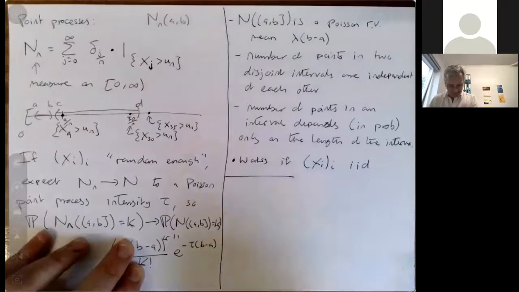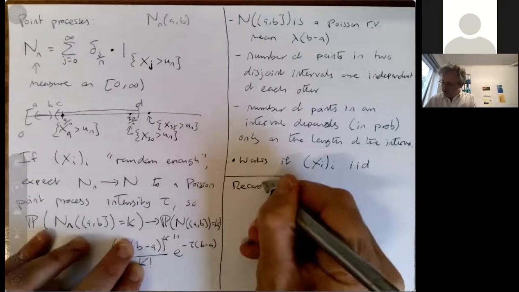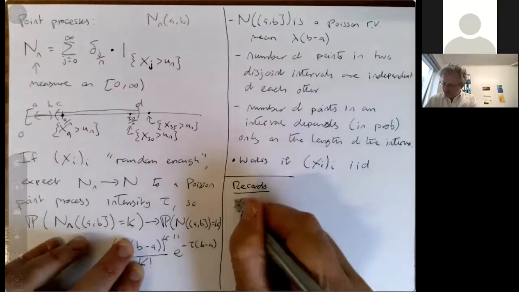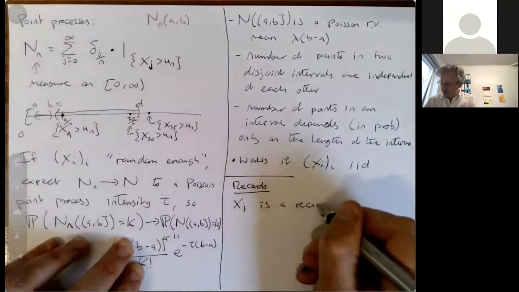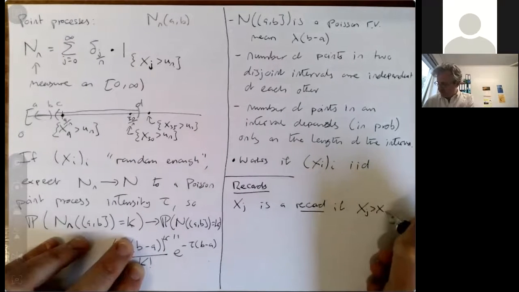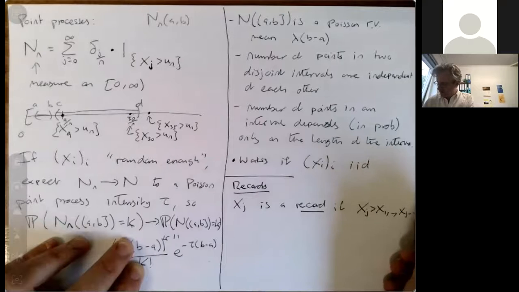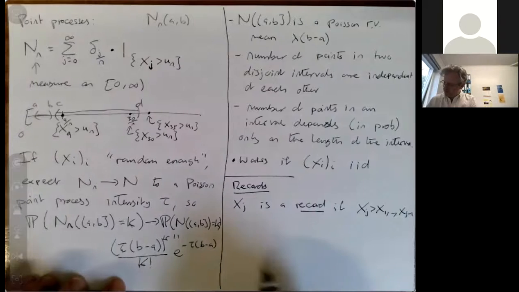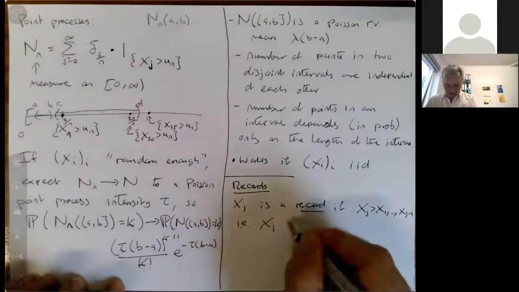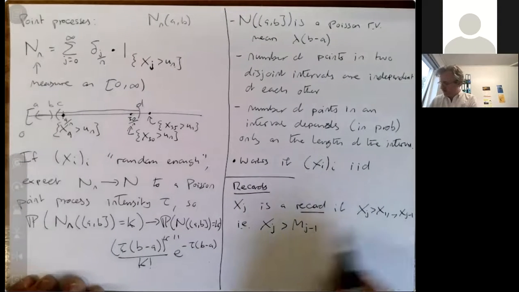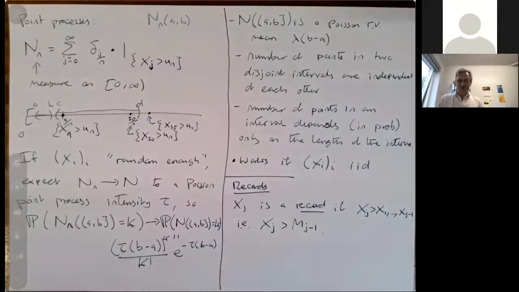Okay, so here's another question, which is related, about records. So xj is a record if xj is greater than all the previous j minus 1 random variables. Okay, so it's bigger than all of those. You can write that slightly more compactly as xj is greater than Mj minus 1, the maximum of all of these is strictly less than xj. So it's a record. It's like someone's run 100 meters faster than anyone else before.